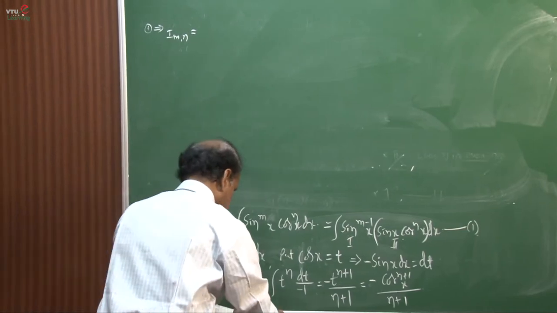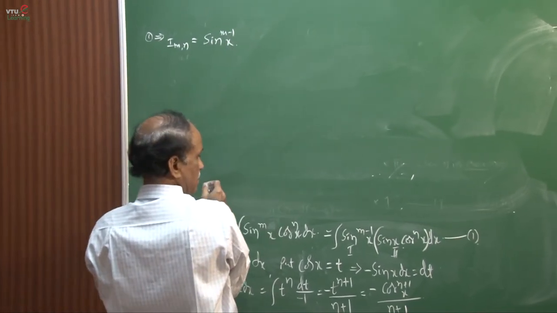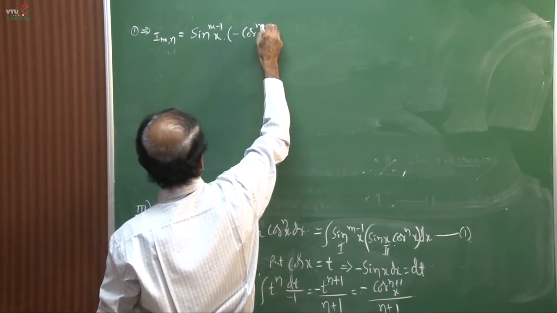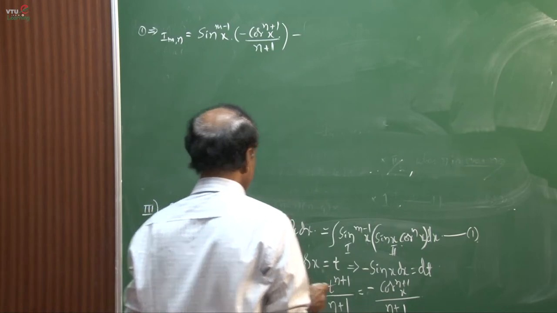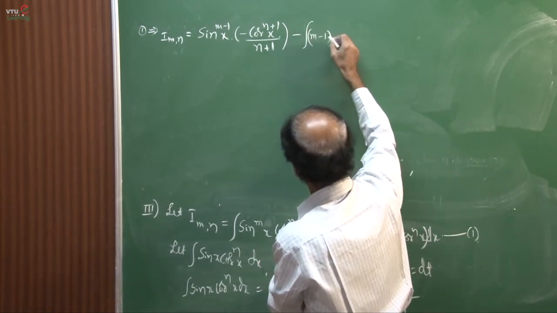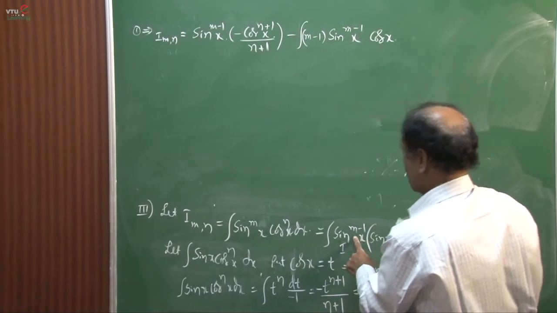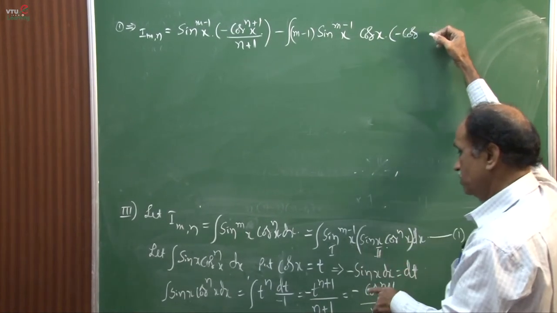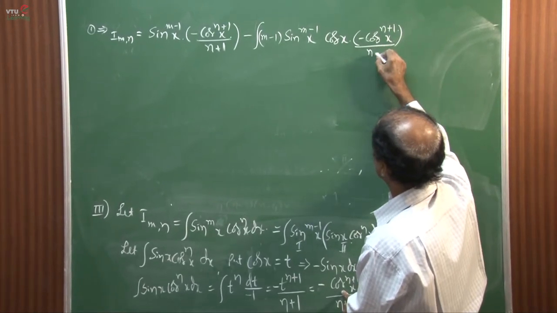Now equation 1 implies I m n is equal to first function, that is sin to the power m minus 1 x, okay, and integration of the second function, minus of cos to the power n plus 1 x divided by n plus 1, okay, minus integral of differential of first function. What is the integral of differential of first function? That is m minus 1 into sin to the power m minus 2 x, okay, then cos x into cos x, and integration of this, that is minus cos to the power n plus 1 x divided by n plus 1.